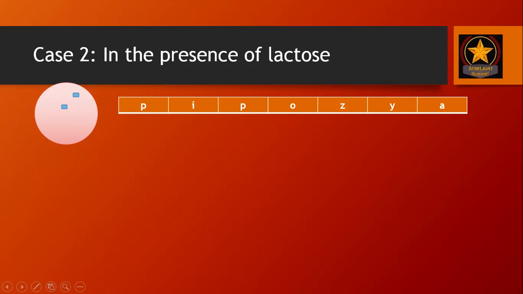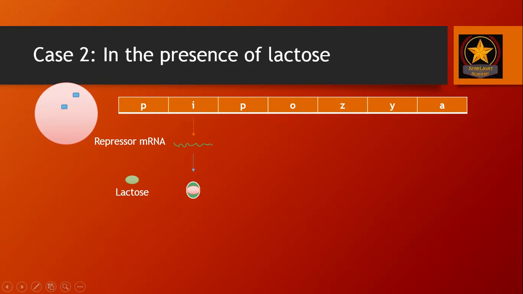Case 2, in the presence of lactose. Now in the presence of lactose also, I gene is transcribed and translated to give rise to repressor protein. However, now lactose from the medium enters into the cell and goes and binds to the repressor protein in such a way that it no longer goes and binds to the operator region since its configuration is changed.